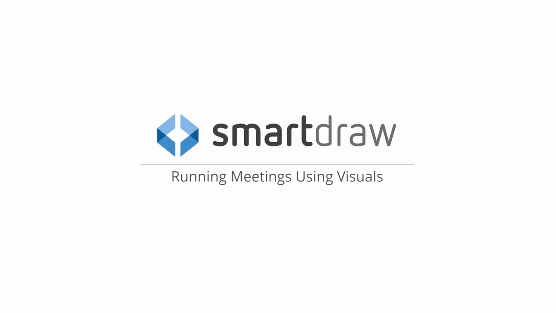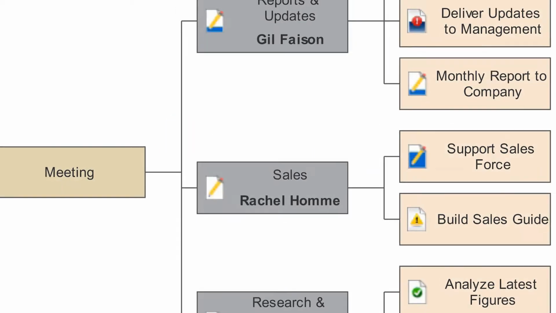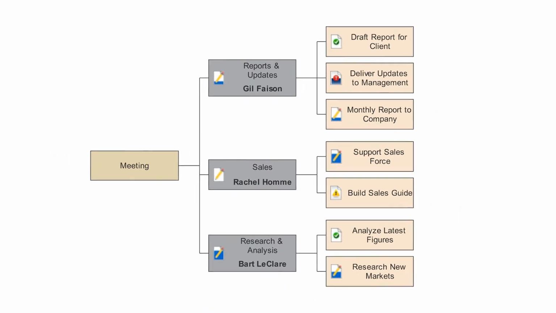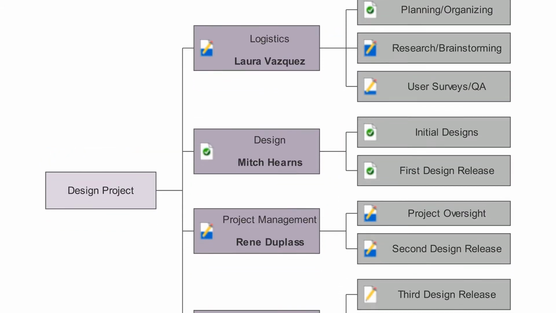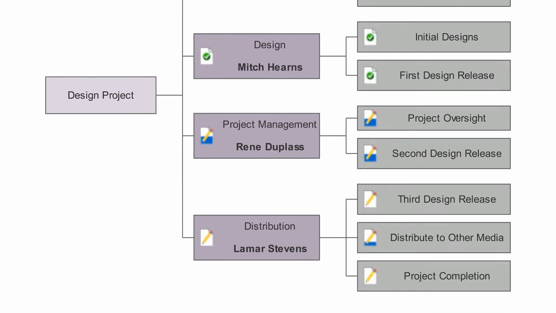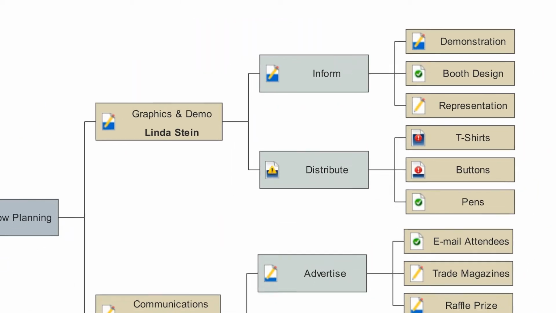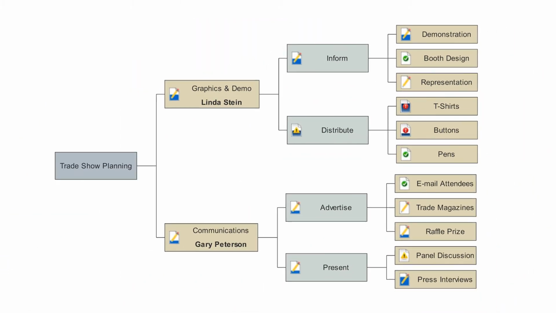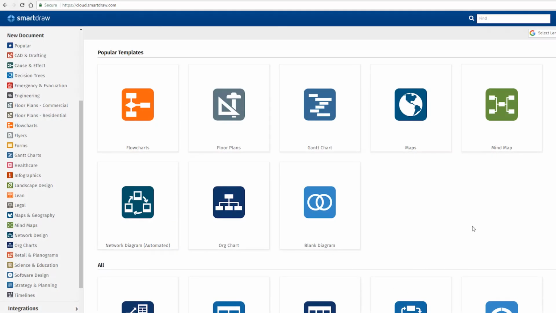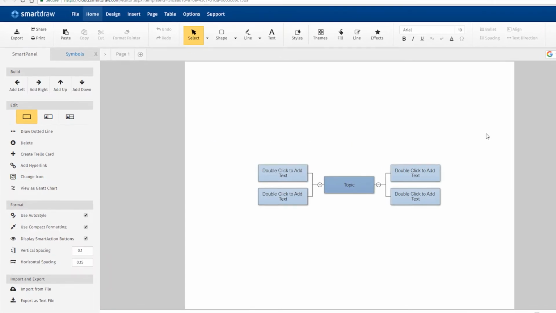SmartDraw uses real-time visual communication to make meetings more efficient, saving both time and money. Planning, conducting, and following up on meetings using SmartDraw significantly shortens the meeting cycle and gives you better results. Begin a meeting by selecting Mind Map from the list of popular visuals.